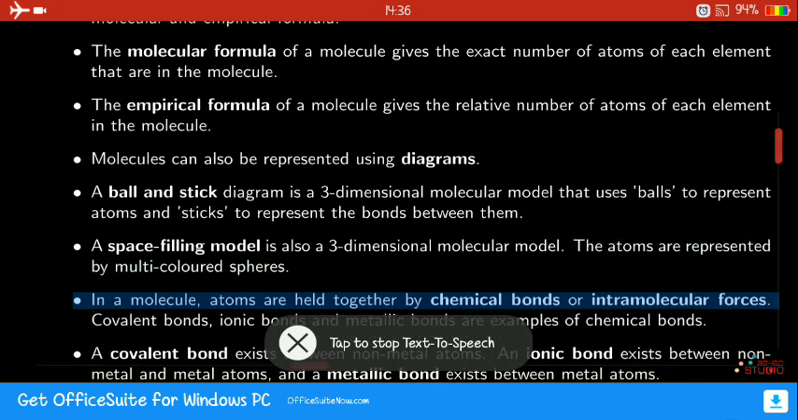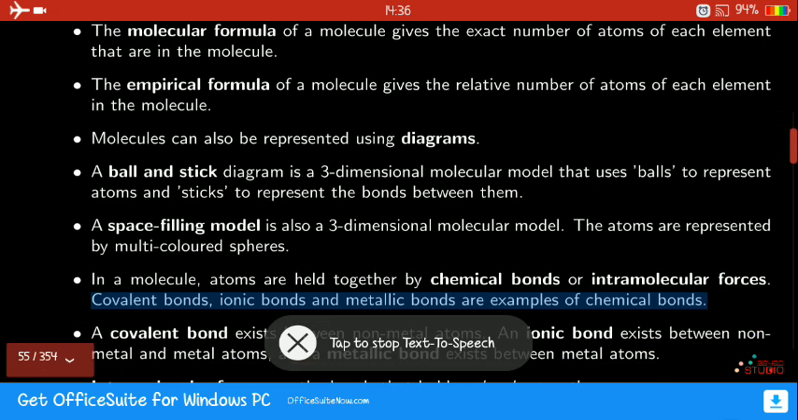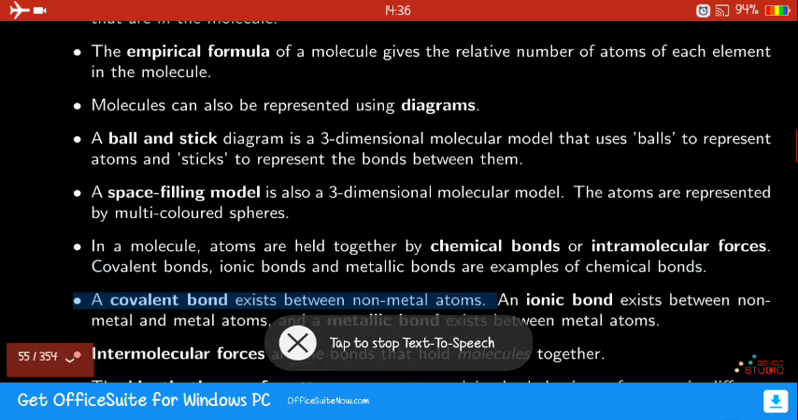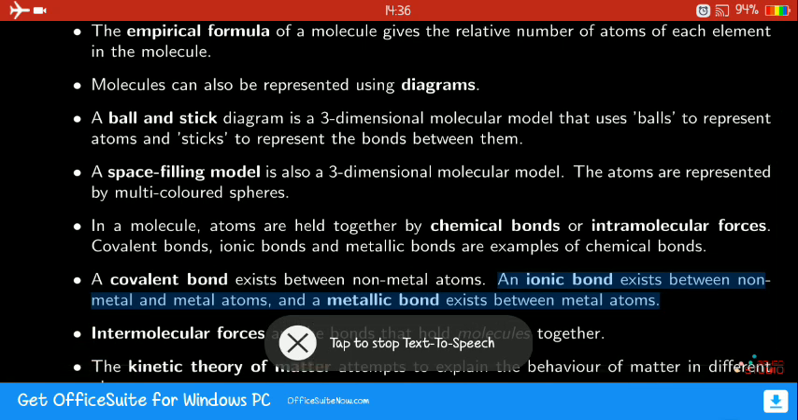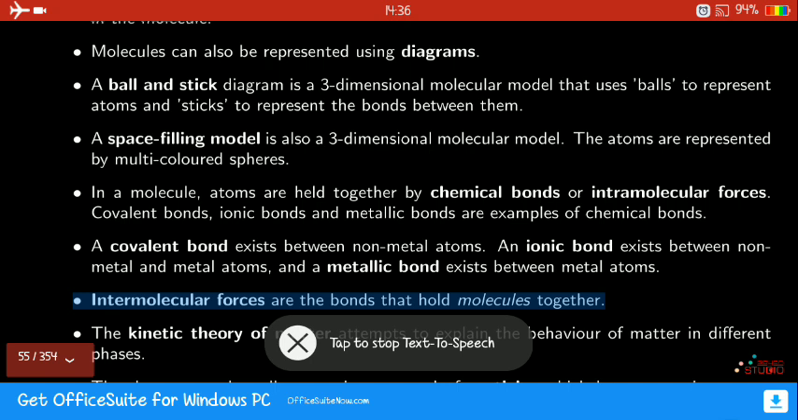In a molecule, atoms are held together by chemical bonds or intramolecular forces. Covalent bonds, ionic bonds and metallic bonds are examples of chemical bonds. A covalent bond exists between non-metal atoms. An ionic bond exists between non-metal and metal atoms, and a metallic bond exists between metal atoms. Intermolecular forces are the bonds that hold molecules together.